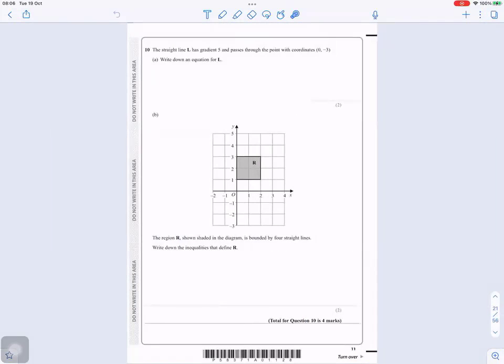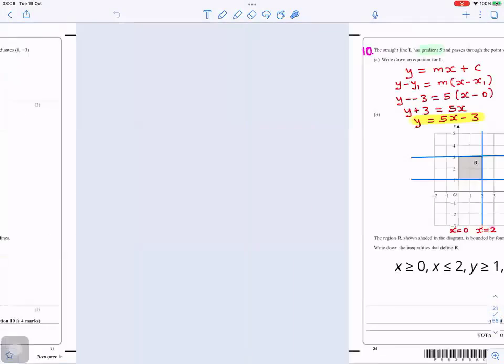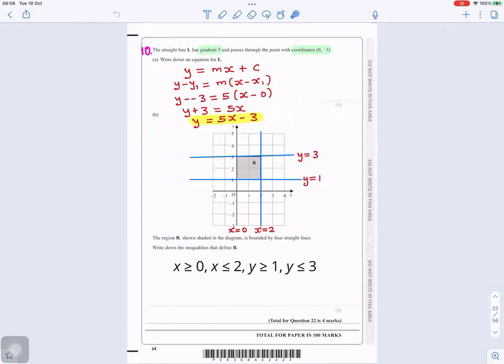Question number 10. The straight line L has gradient 5 and passes through the point with coordinates (0, minus 3). Write down an equation for L. The general formula for a straight line is y equals mx plus c, where m is the gradient and c is the y-intercept. Or you can use this other form, y minus y1 equals m bracket x minus x1.